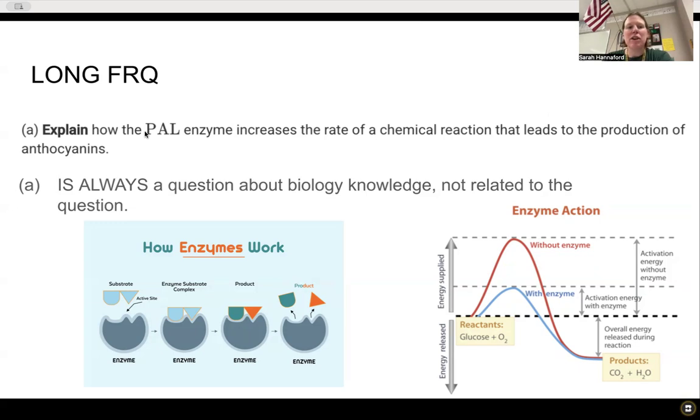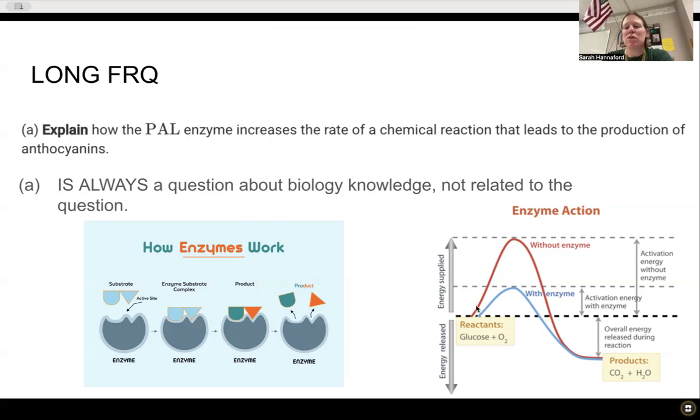So I looked over at the long FRQs, and the one thing that I noticed is that remember, in the long FRQ, A is always just something you should know that's not related to the question at all. So a lot of you answered what the PAL enzyme did specifically, and you did not answer the question about how enzymes increase the rate of a chemical reaction. So you answered what the PAL enzyme does, but not how enzymes are increasing a rate.